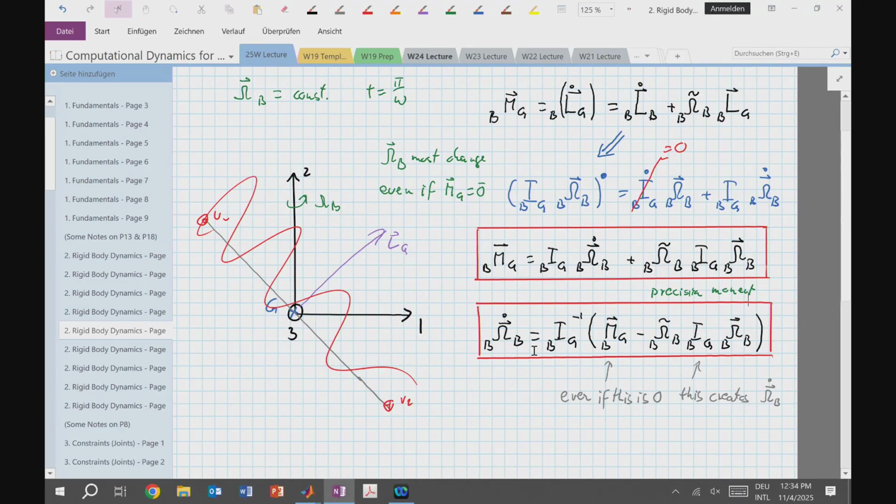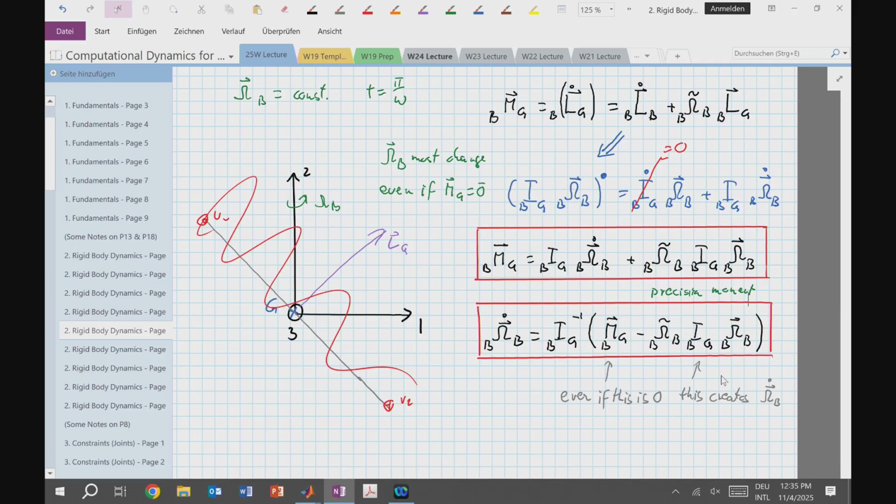Good. Do you have any questions at this point? I consider all of this still to be a recap. You should have seen this in some dynamics lecture before. My goal is to repeat and add a little bit of intuition, show you things.